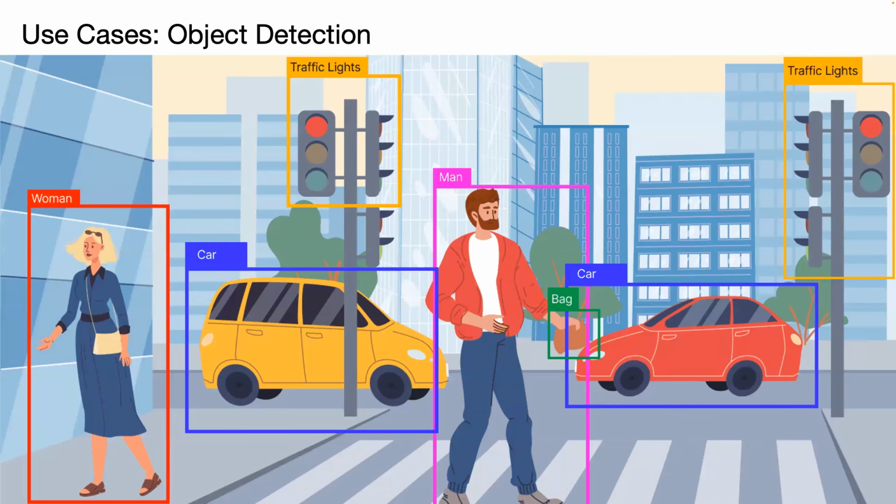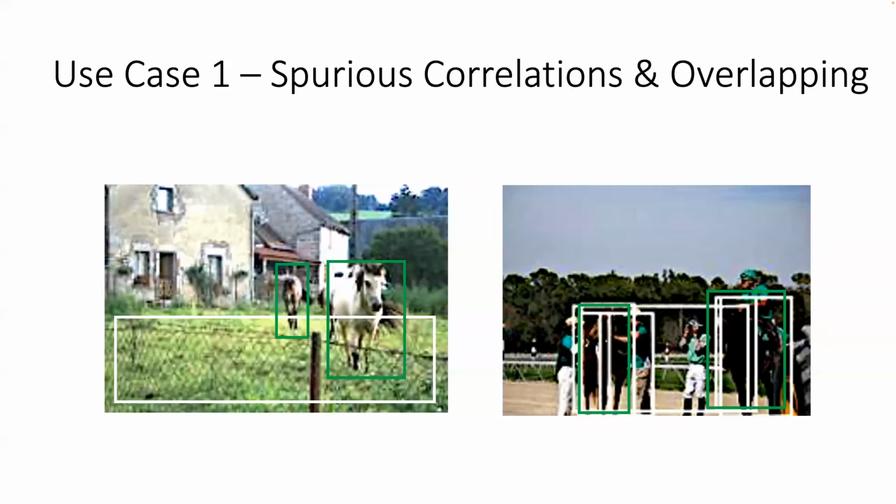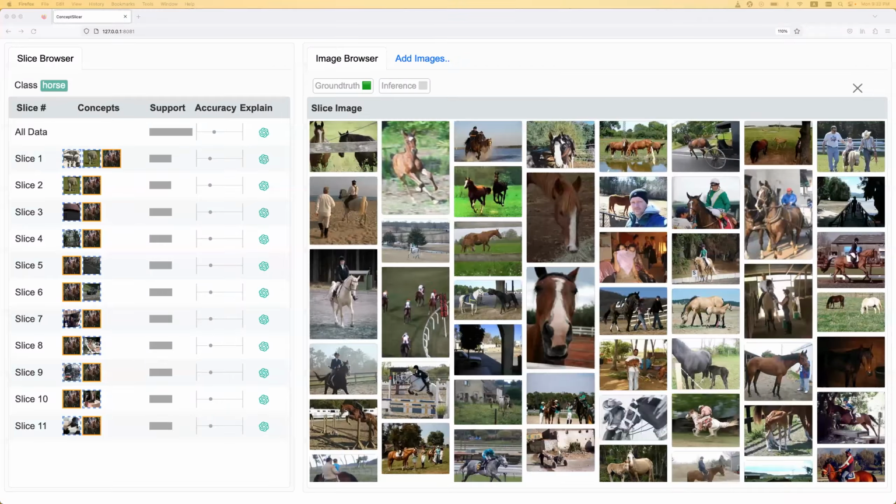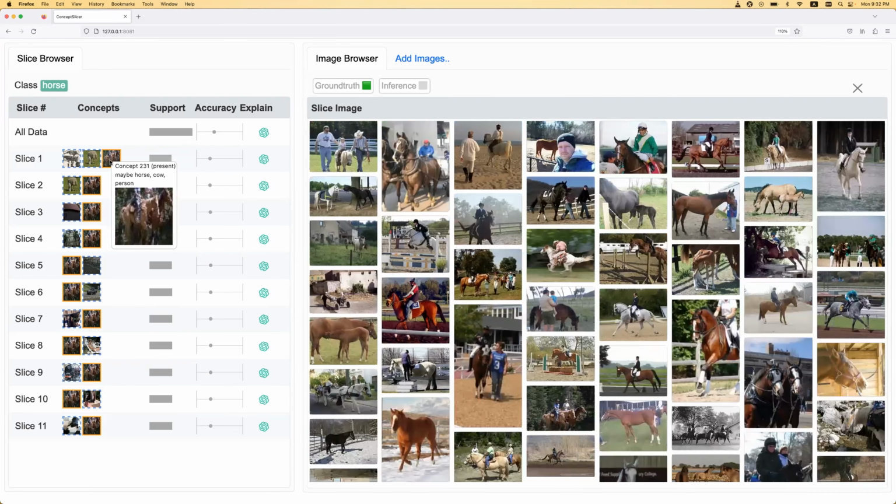The first use case demonstrates how ConceptSlicer can help alleviate model defects caused by complicated cases involving spurious correlations and object overlapping. We investigate an object detection model that detects objects of class horse. After importing the model performance data into the system, the user notices that the model has the worst performance on slice 1, defined by 2 absent concepts and a present concept.